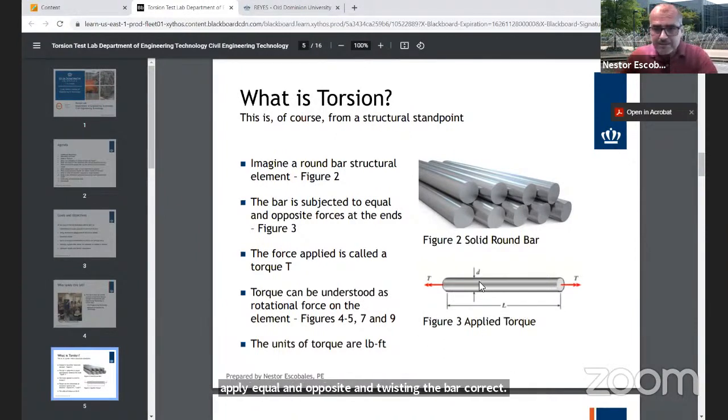So there is length, L, there is diameter, D, and torque, T. The units of torque are units of force and length, in a generic sense. So in the English system it is pound-foot. If we were talking about the metric system, then we could use Newton meter. So we would say, in a generic sense, force times length would be the units of torque.